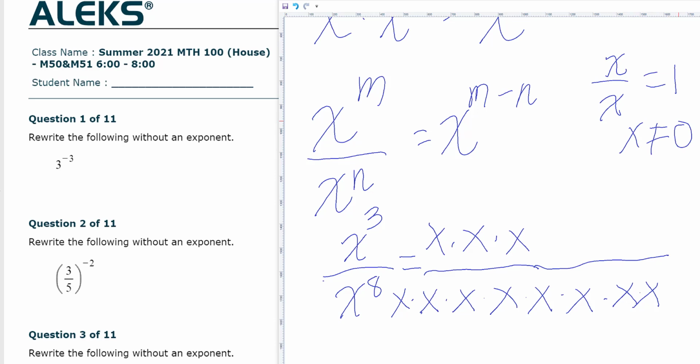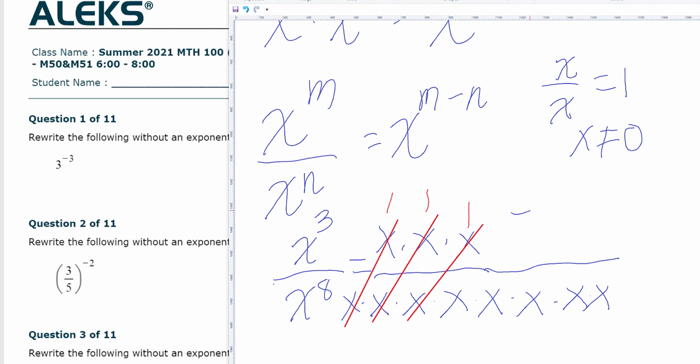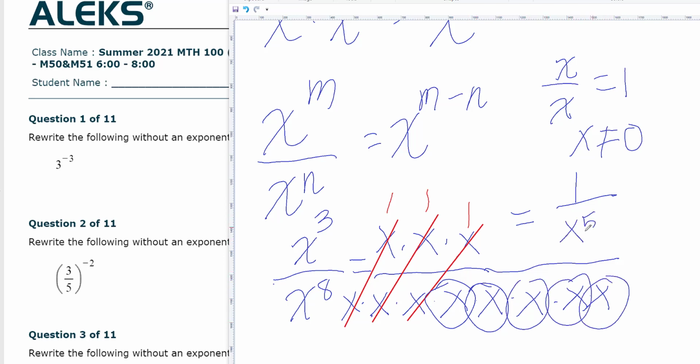So if I were to divide these to 1 and then to 1 and then to 1, remember all of these are now 1s, and that will give me a numerator of 1 over a denominator of x to the 5th. So that's the long way to do this problem. That is to write it out with the definition of exponents, divide out the common factors, and see what's left.